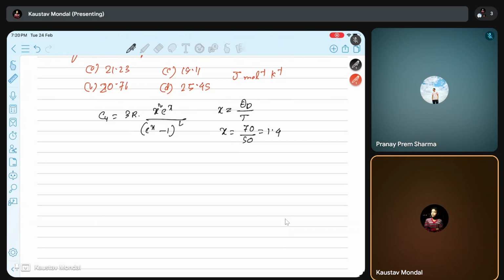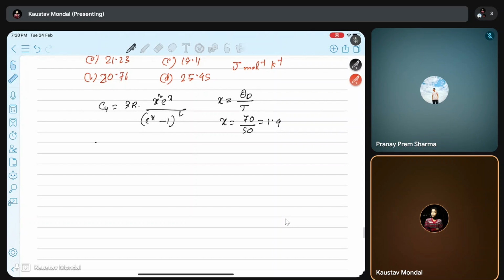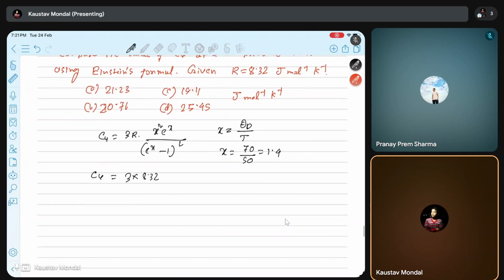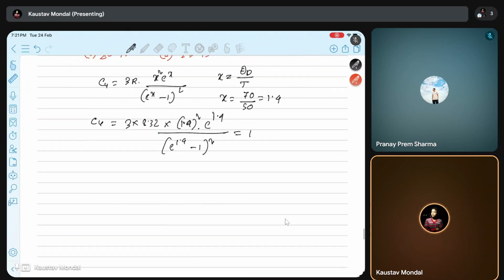Now substitute all the things here, everything you know. CV is 3R into x squared, so 8.32 into 1.4 squared into e to the power 1.4 by e to the 1.4 minus 1 whole squared. Do the calculation, it will give you 21.23 joule per mole per Kelvin.